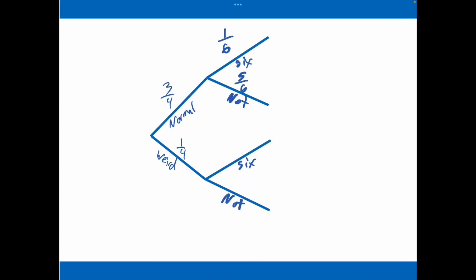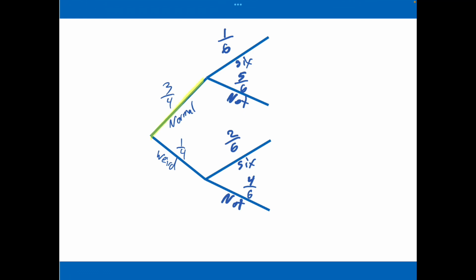However, the weird dice was unique, and its probability of getting a 6 was 2 out of 6. And its probability of not getting a 6 was 4 out of 6, because it had 2 sides labeled 6 instead of the others. Now that I have all my probabilities labeled, I have to ask myself, how could I have rolled a 6 in this problem? And you notice there's actually 2 ways I could have rolled a 6.